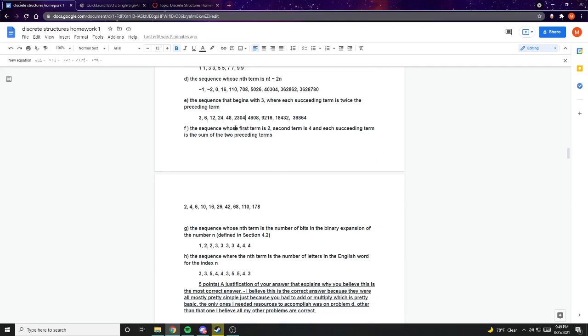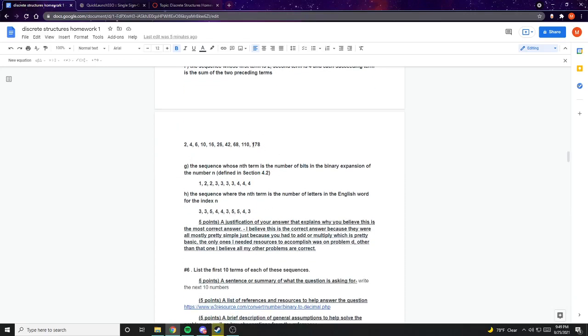The sequence whose first term is 2, second term is 4, and each term after is the sum of the two preceding terms. So 2, 4, 6, 10, 16, 26, 42, 68, 110, 178, sorry.